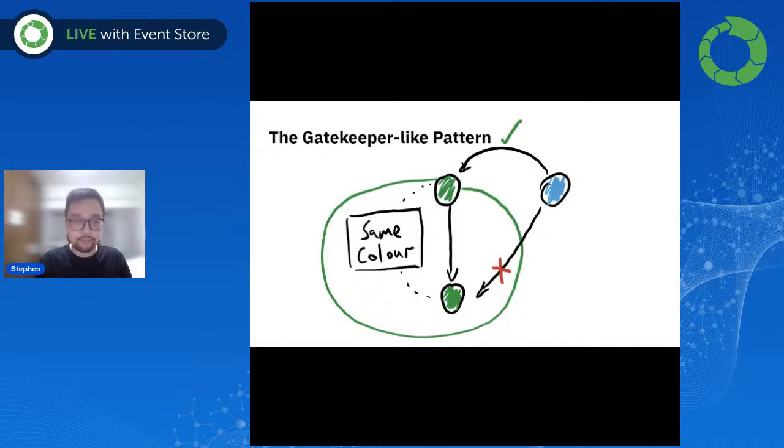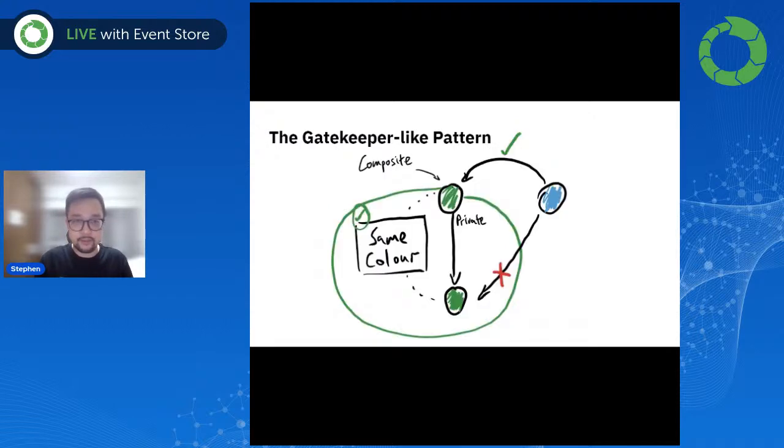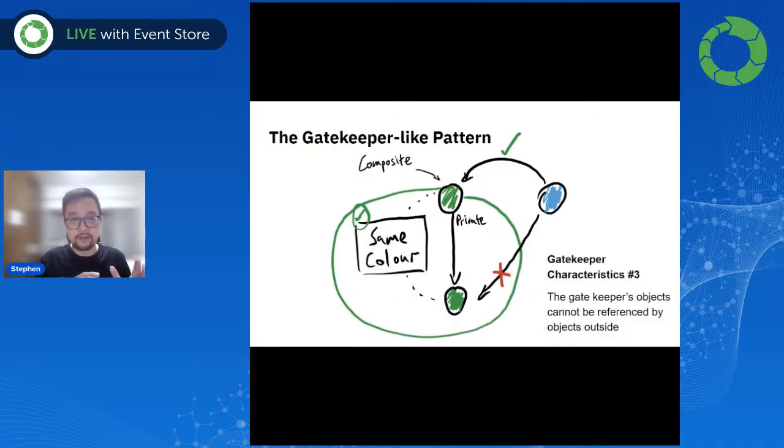So in object-oriented programming, this can be implemented as a composition object where the child objects are encapsulated or hidden by private access modifiers. Implementing the gatekeeper as a composite keeps the rules in one place so that it can be enforced on its objects. So here we see that another characteristic of the gatekeeper is that the gatekeeper's objects cannot be referenced by objects that are outside.